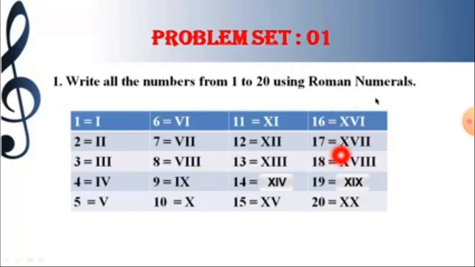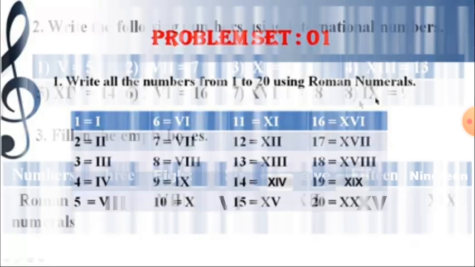17 is equal to XVII. 18 we will write as XVIII. Then 19 we will write as XIX. And 20 we will write as XX. Now moving to second question.